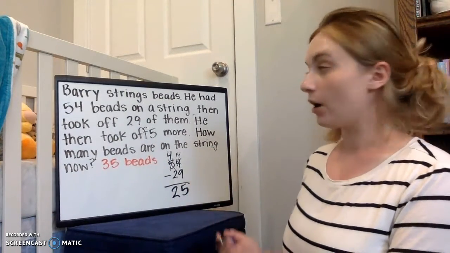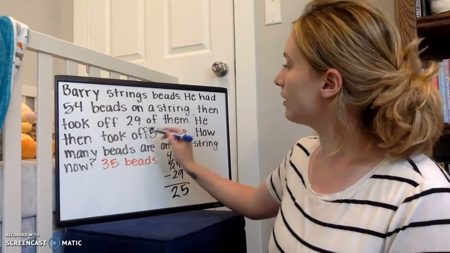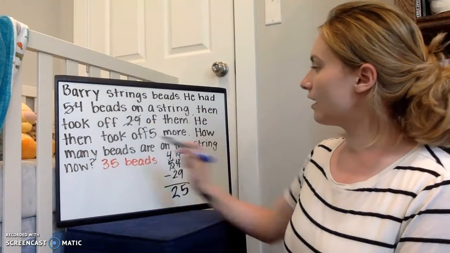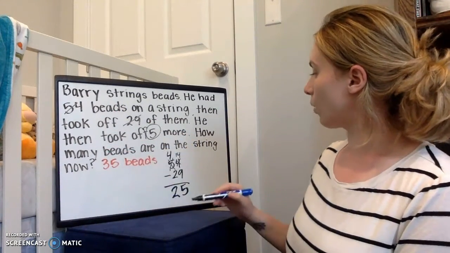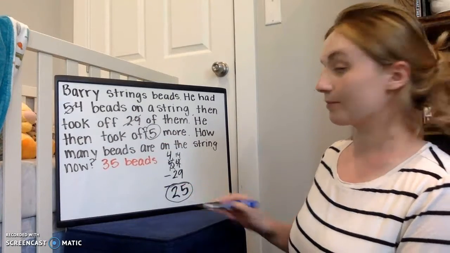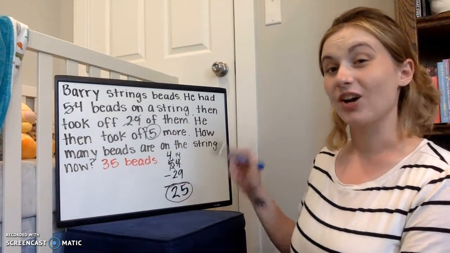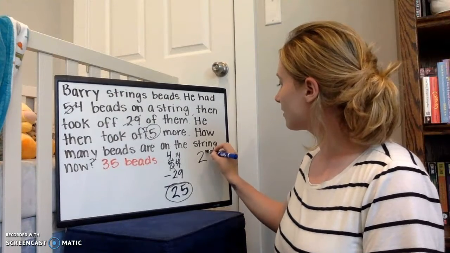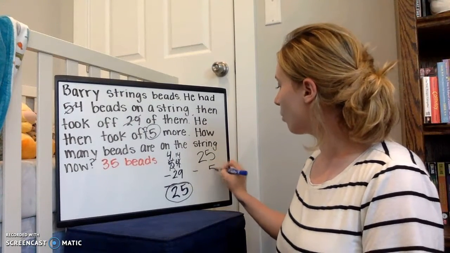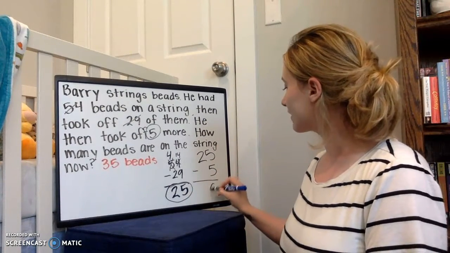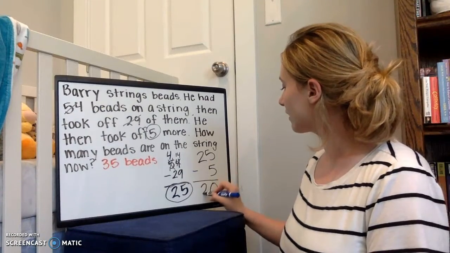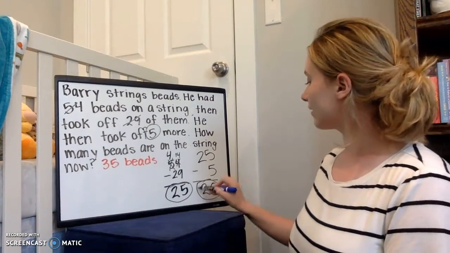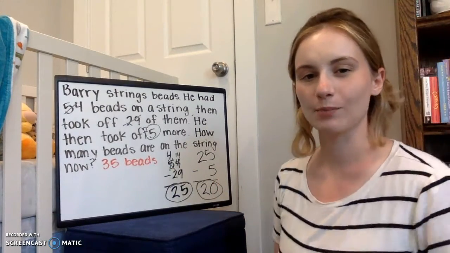Okay, now I've used this number and I took off 29. He then took off 5 more. So I gotta take my answer from step 1 because that answer is always gonna be in step 2. I'm gonna take that, take off 5 more. 5 minus 5 is 0. 2 minus nothing is 2. So we got 20. Is that reasonable with 35?